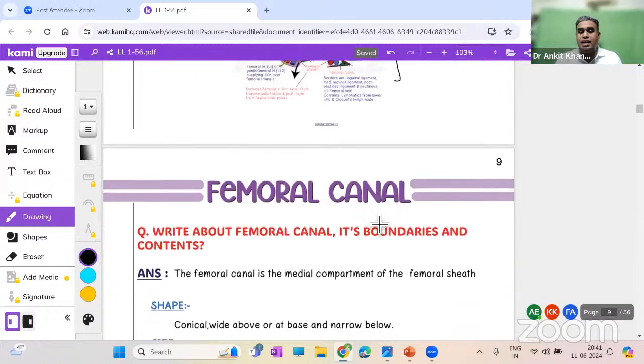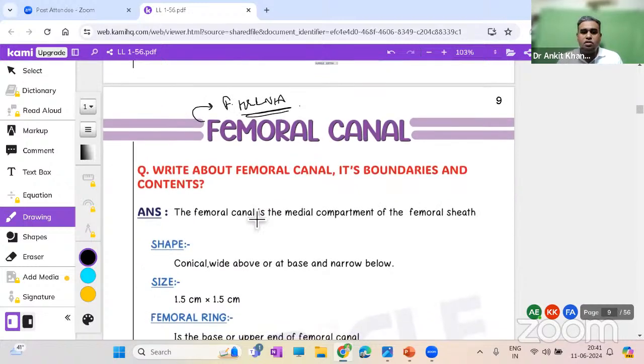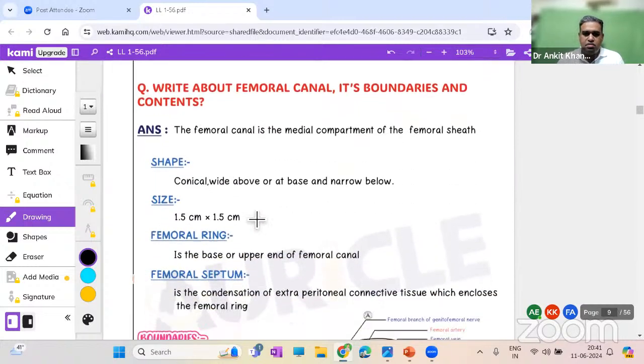Now, what the femoral canal is, is a different topic altogether. Why is it so important, guys? The whole femoral hernia is a hernia which is coming through the femoral canal. Where was the femoral canal? In the medial part of the femoral sheath, just medial to the femoral vein. Therefore it is so important because, as I told you, hernia. So you should know the shape, size, and all of this. How it is shaped, what is the size of it.